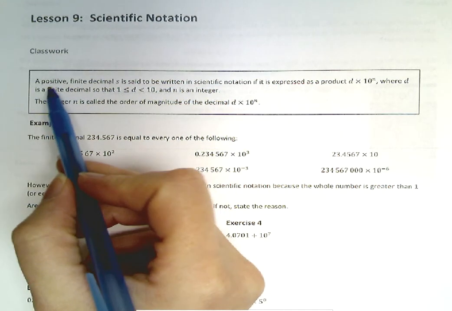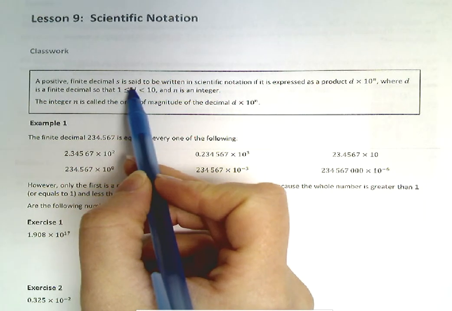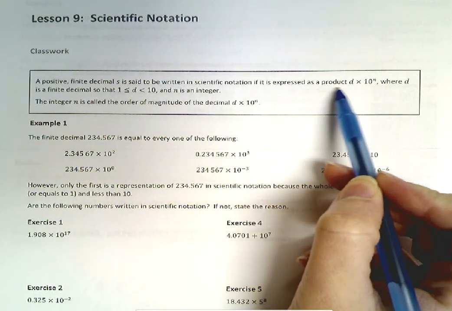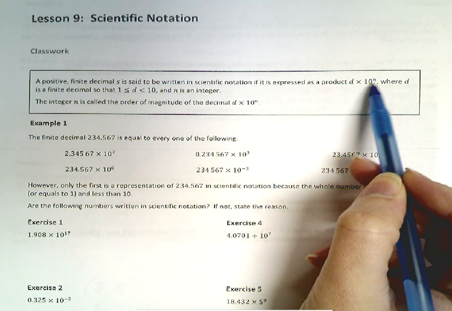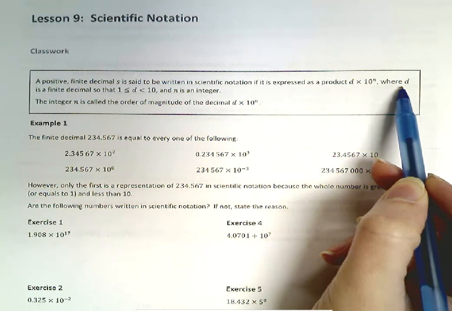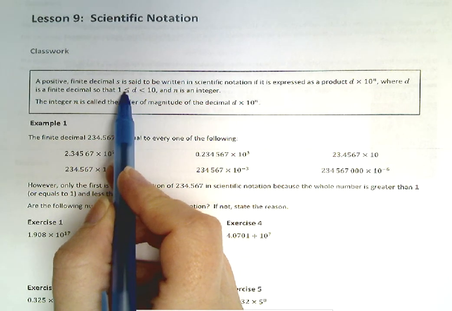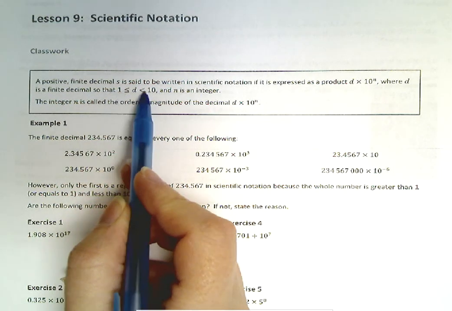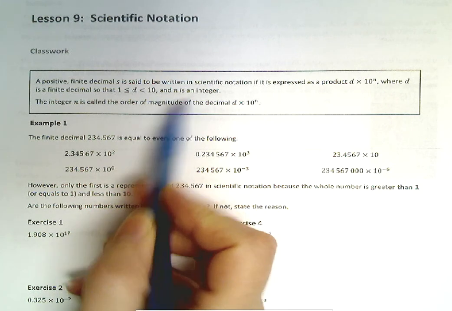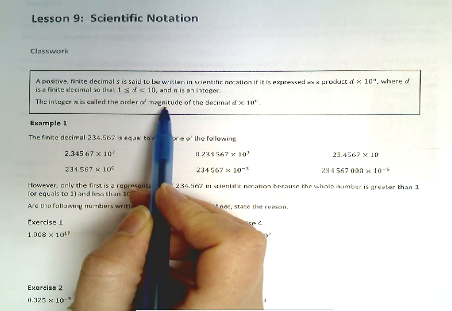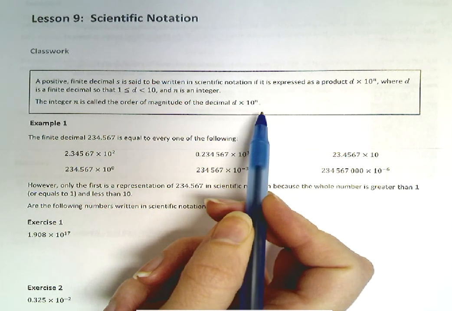It says here a positive finite decimal s is said to be written in scientific notation if it is expressed as a product d times 10 to the nth power, where d is a finite decimal so that it's greater or equals to 1 but less than 10, and n is an integer. The integer n is called the order of magnitude of the decimal d times 10 to the nth.